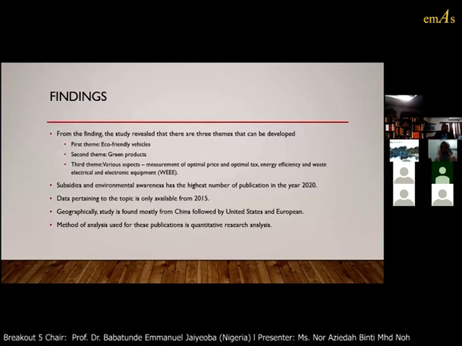Geographically, the studies were mostly found from China, followed by the United States and Europe. Of the 13 publications that we gained, mostly the analysis used is quantitative research analysis.